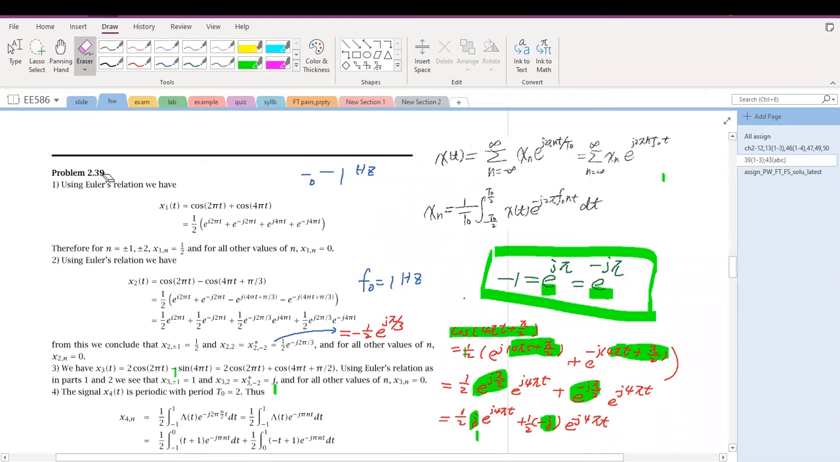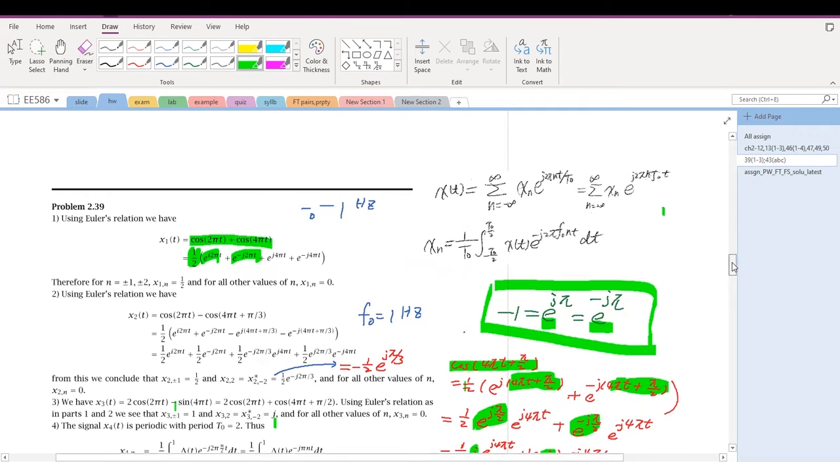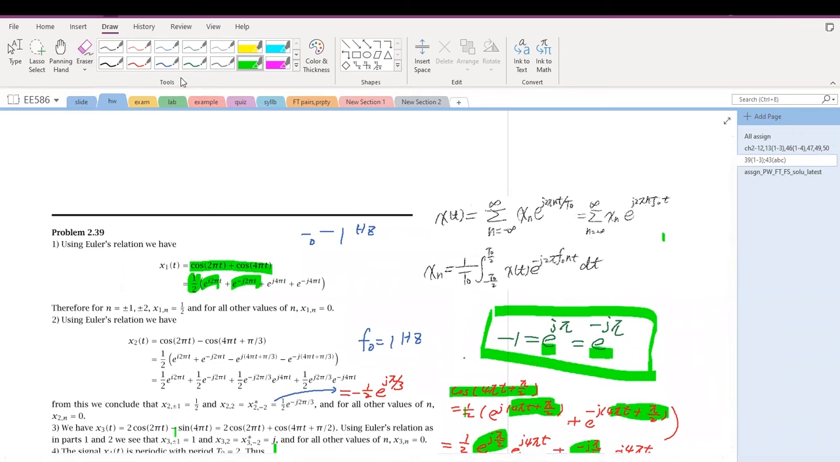In question 2.39, we need to find the Fourier series coefficients for x1(t), x2(t), and x3(t). So three questions here. For x1(t), we went through this in the live Zoom session. We use Euler's formulas here, and there's a half here, and the fundamental frequency f naught equals 1 here.